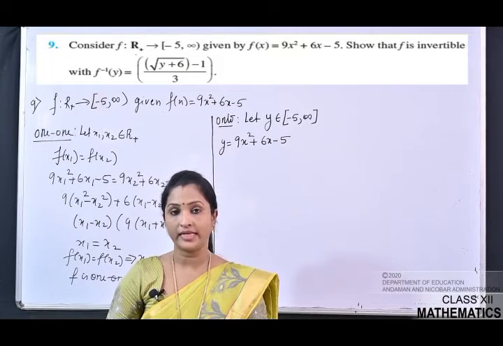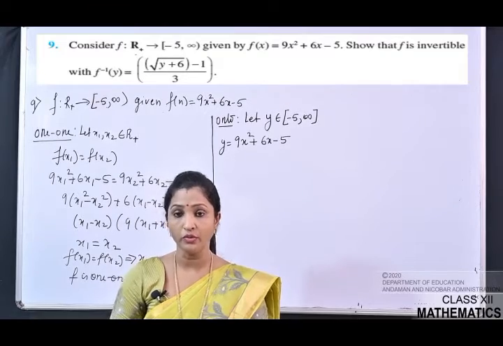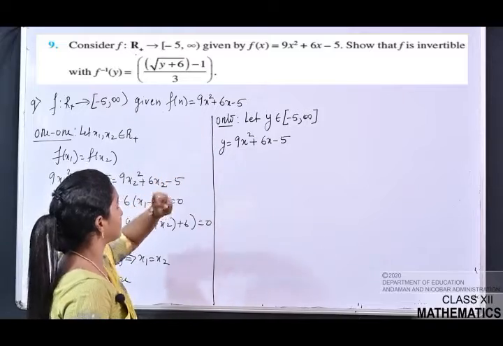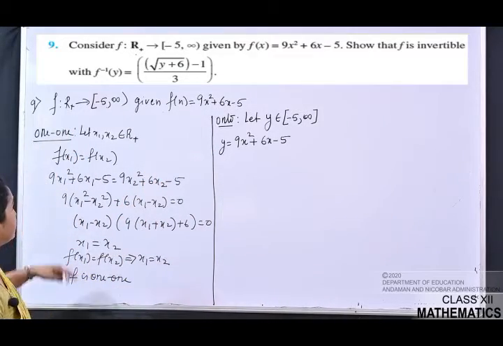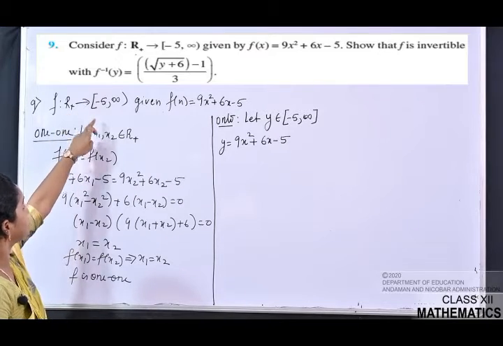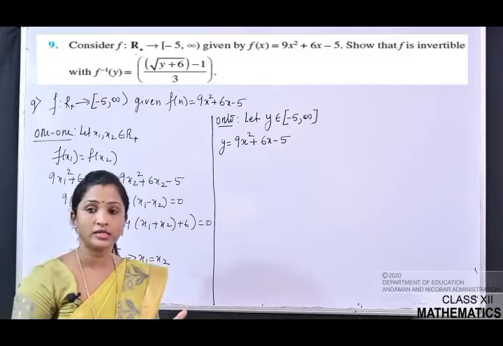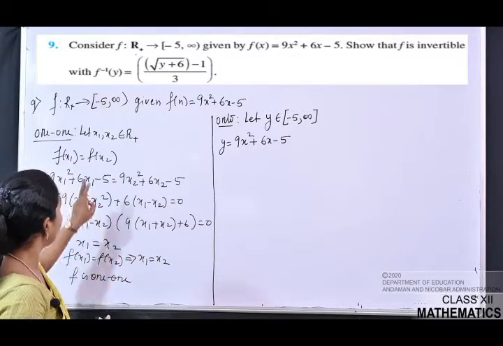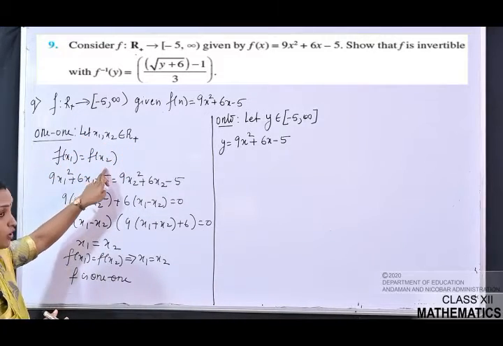See, 9th question, as I told you, it's very important from the examination point of view. So the question is given: f(x) is equal to 9x square plus 6x minus 5. f is a mapping from R plus, that means the set of all positive real numbers, to [-5, infinity). Since you have to prove f is invertible, you have to prove the function to be 1-to-1 and onto. So how will you do 1-to-1? Let x1, x2 belongs to R plus, f(x1) is equal to f(x2).